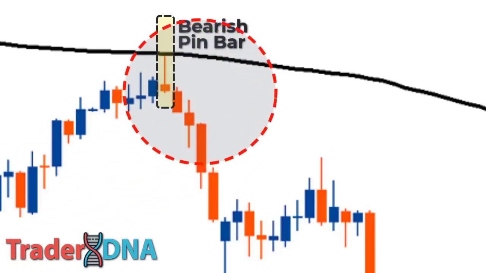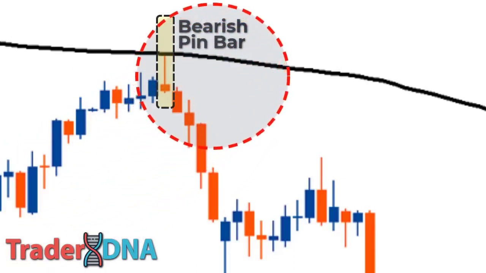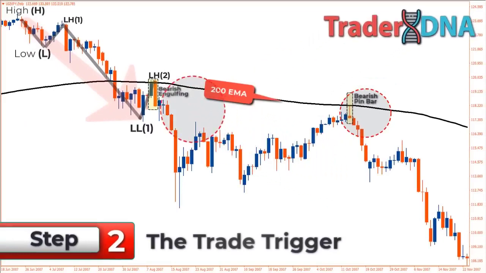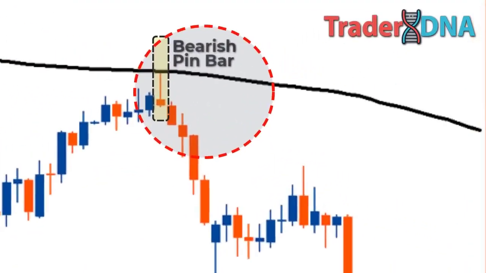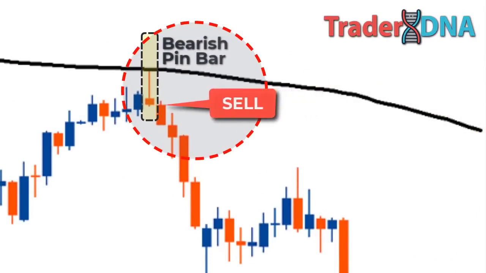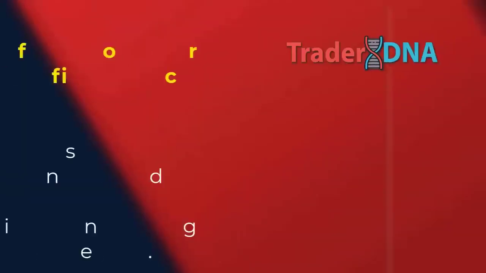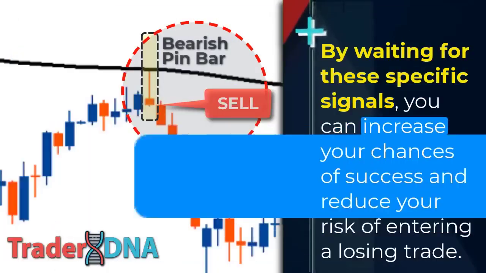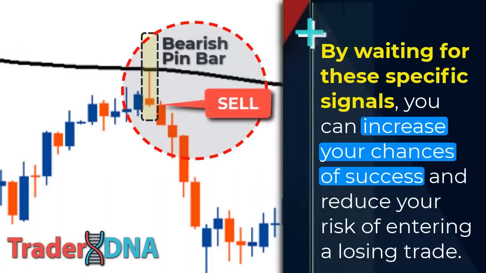In this example, the price is in a downtrend, but there are specific triggers that tell you when to sell. Price action traders typically look to sell after a new low or high is formed, following a pullback to a resistance area. The bearish pin bar pattern that follows, along with a break below the consolidation area, provides confirmation of the trade trigger. By waiting for these specific signals, you can increase your chances of success and reduce your risk of entering a losing trade. The trade trigger is an essential component of the 5-step price action trading strategy, and it's crucial to master this step before moving on to the next.